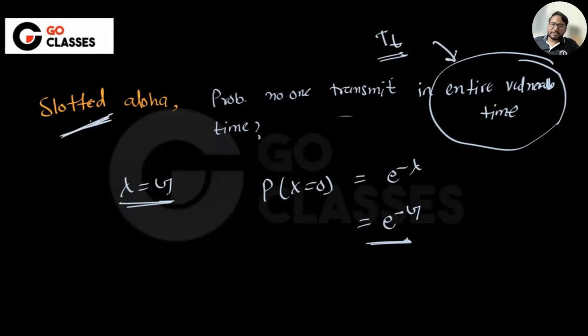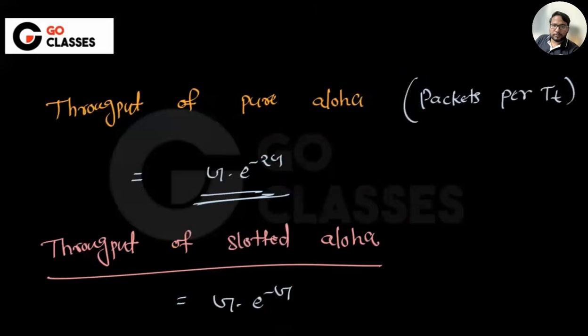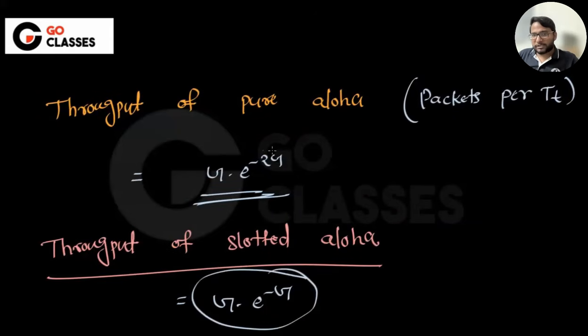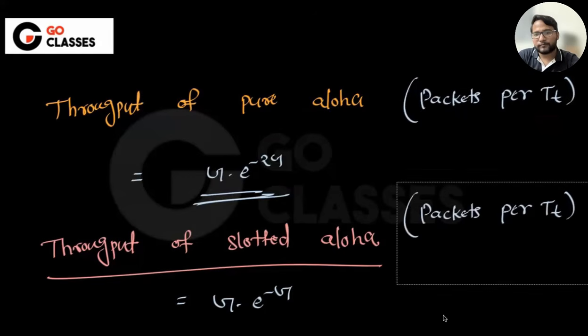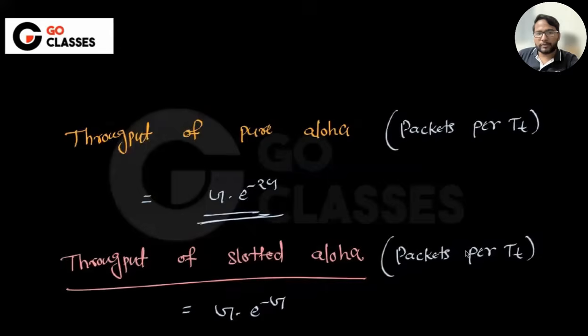Okay, so let's just see the questions. From this it will be more clear. So by the way, the throughput of pure Aloha is G into e power minus 2G. The throughput of slotted Aloha is G into e power minus G. And this slide is very, very important. Both the throughputs are in packets per transmission time only. The unit is the same in both, and this slide is extremely important. So these are very important formulas. You need to remember the throughputs.